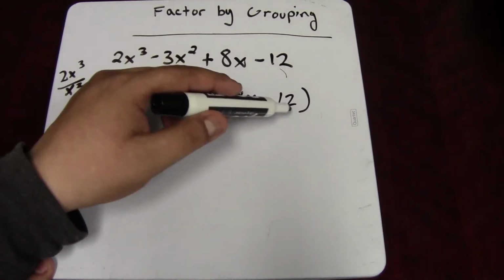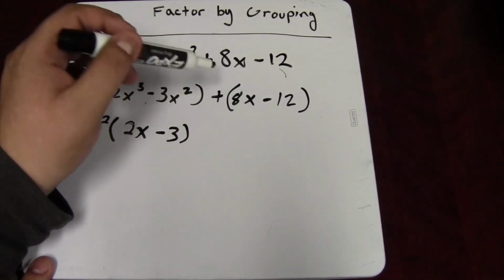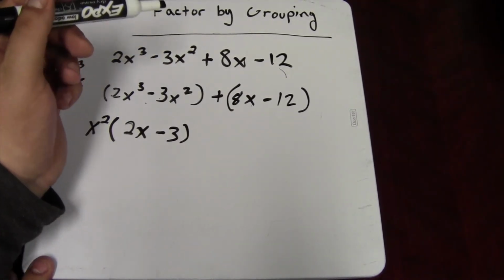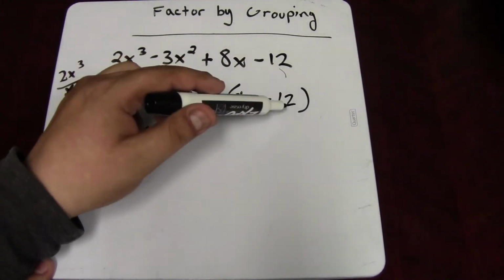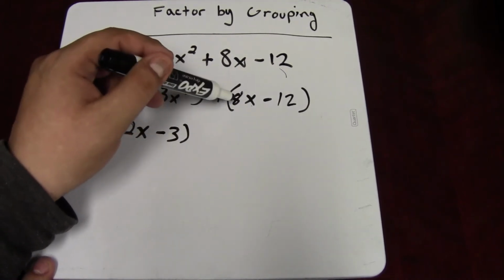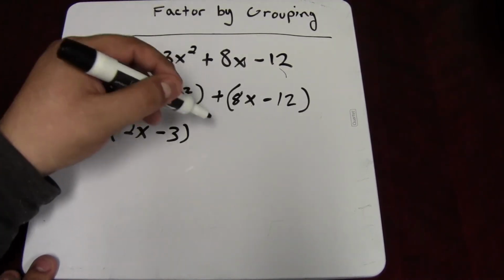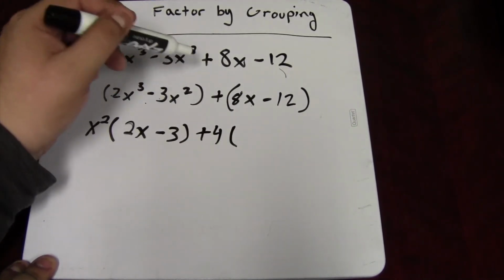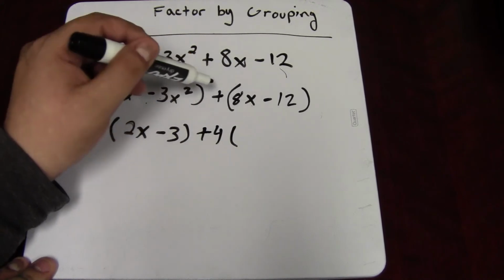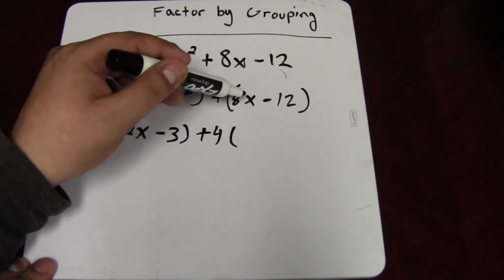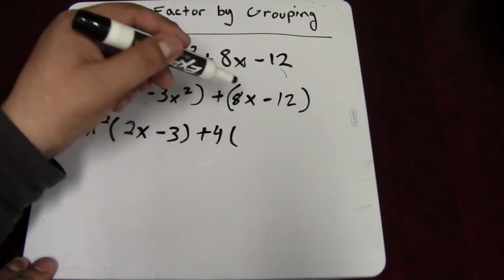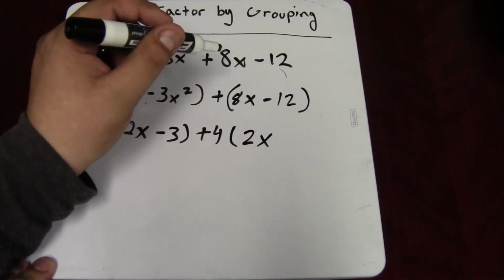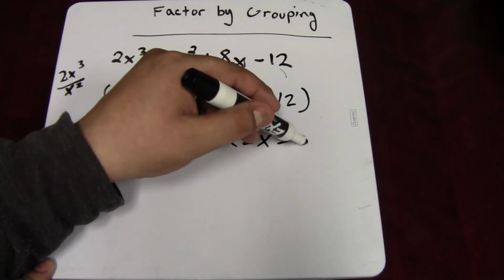Now let's look over here. Is there a common factor that we can take out of this? Well, they both don't have an x, so we can't take an x out anywhere. However, 4 is the greatest common factor that divides both 8 and 12. So if I took the 4 out, and again, dividing everything by the common factor here, which is 4, 8x divided by 4, that's just 2x. And negative 12 divided by 4, that's just negative 3.